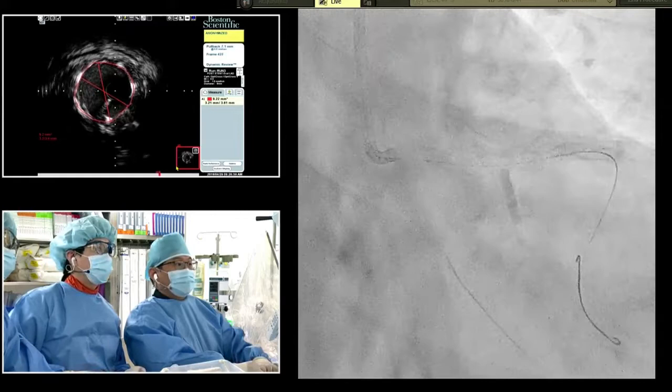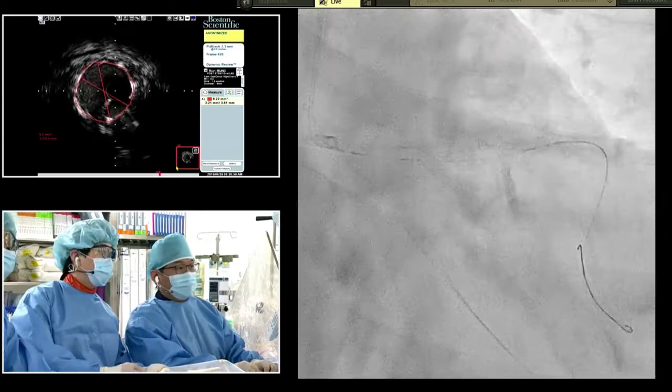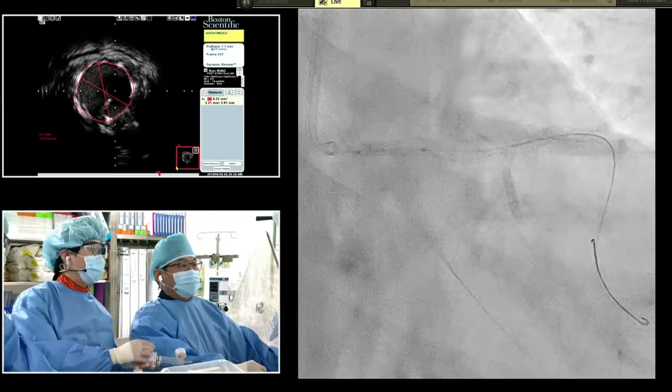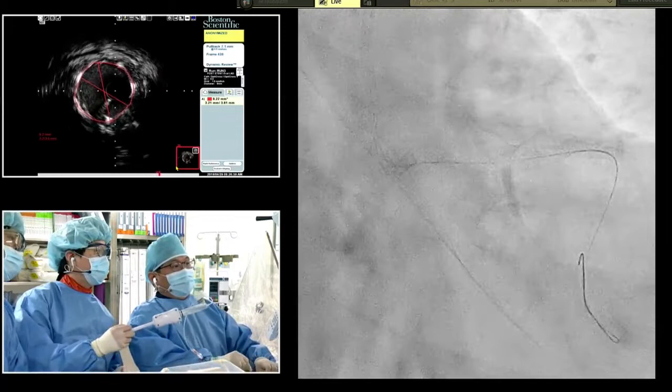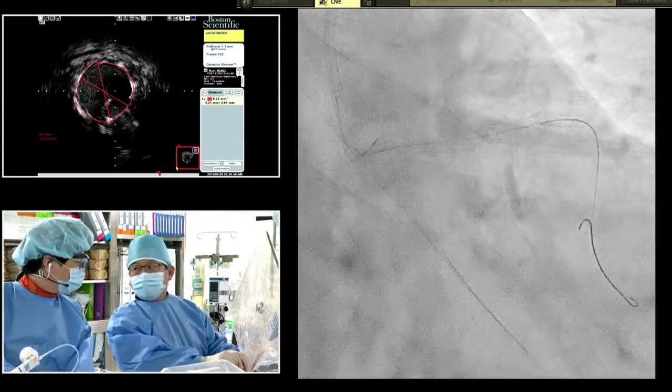Yes. So here the stent area is 9. 20, 24. 24. Depletion. Okay, I applied the high pressure using the 3.5 of the 24. What is the final balloon size? 24.